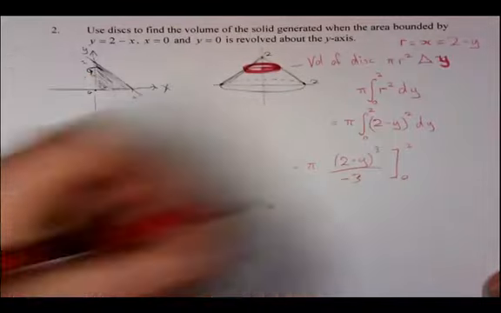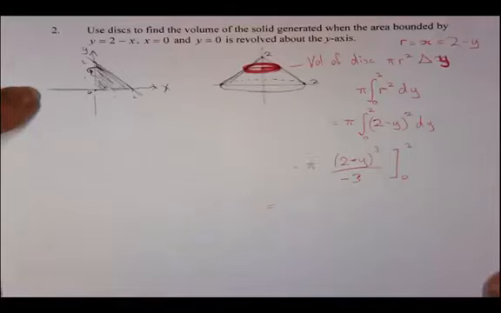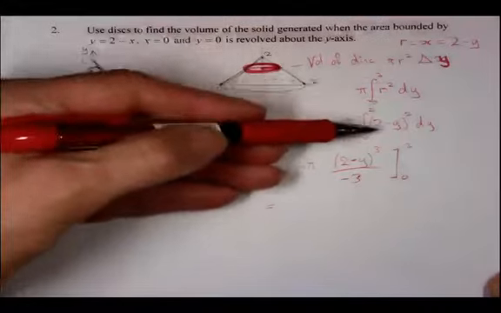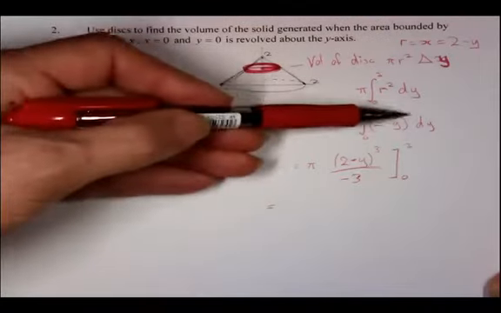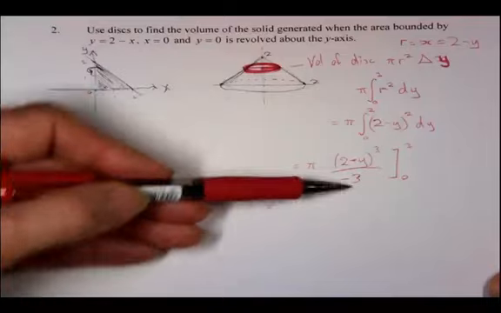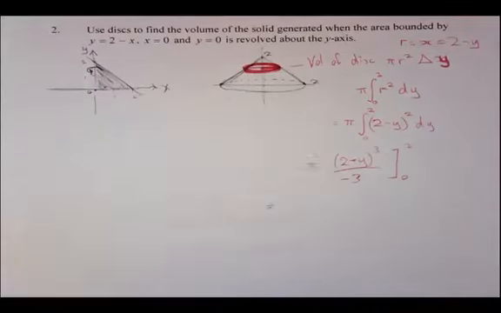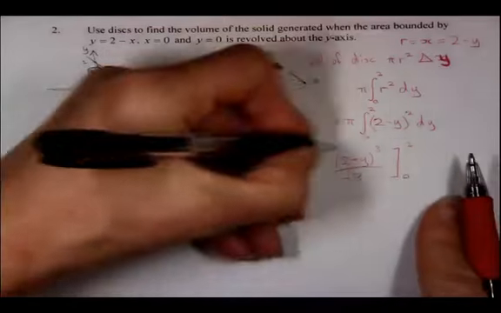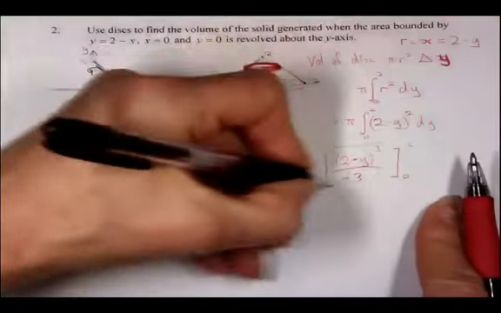Okay, so have I made a mistake? Because I integrated. That's r squared, so that's 2 minus y squared. And then I integrated, so I added 1 to the exponent and divided by the new exponent. Have I made a mistake? Something else wrong? All right, well, let's do a check. You're questioning whether this is the integral of this.